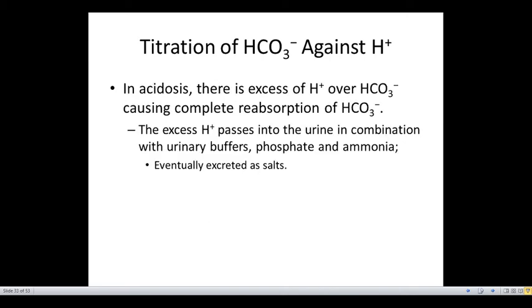In acidosis, there is excess of hydrogen ions over bicarbonate ions, causing complete reabsorption of bicarbonate ions. The excess hydrogen ions pass into the urine in combination with the urinary buffers, phosphate and ammonia, and are eventually excreted as salts.